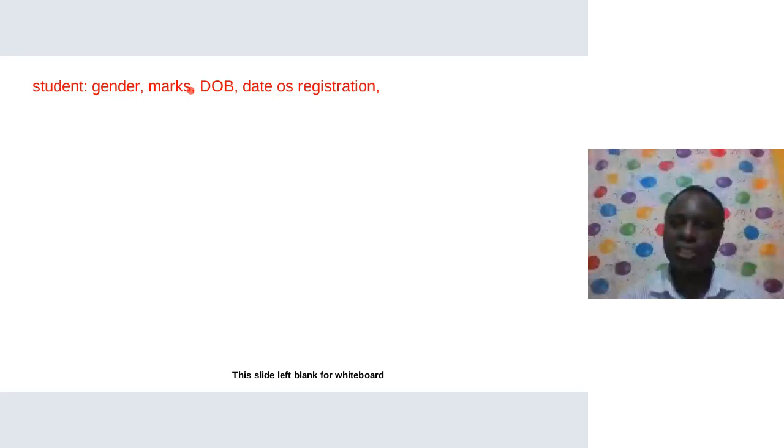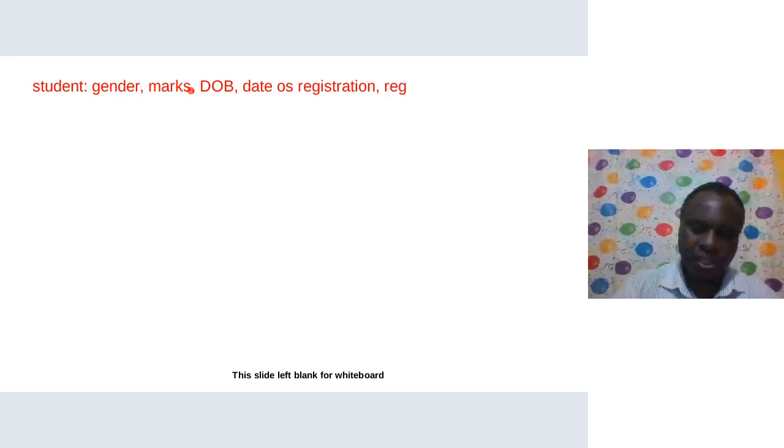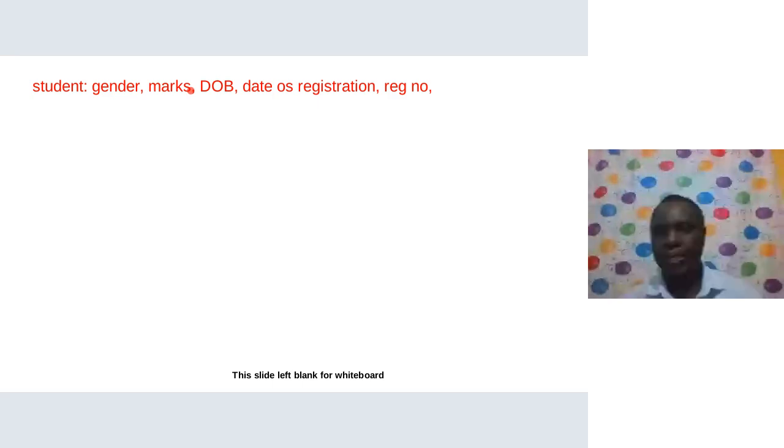So date of registration. I also want to know the registration number, of course. So this student will have a registration number. It should capture that, etc. So then we put as many, of course, there is data requirements gathering. So many data items will be mentioned.